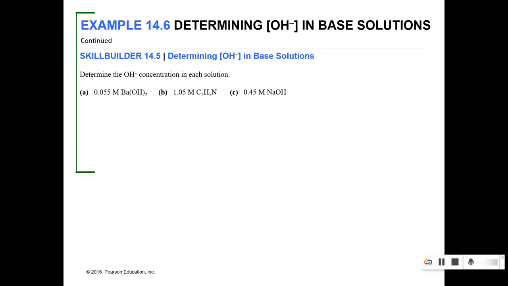Okay. So the only one you have to multiply by 2 in this one is here. So this would be 0.11. This one is less than, so it's just less than the 1.05. And this one is equal to because that's a strong base, so 0.45.